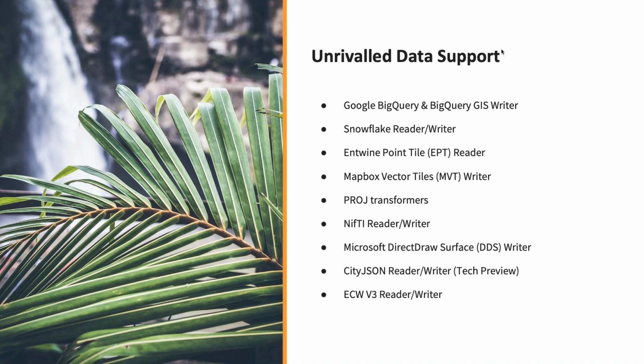Google BigQuery's gone in there. There's a new Entwine point tile reader and Mapbox vector tile writer. So that's vector map tiles for the web. If you think of the map tiles that sit behind things like Google Maps and Bing Maps, a lot of these are now being delivered in this vector tile format rather than as raster imagery because they're more performant. So you can create these map tiles, store them, put them on the web, and then publish them into those kinds of online map environments.